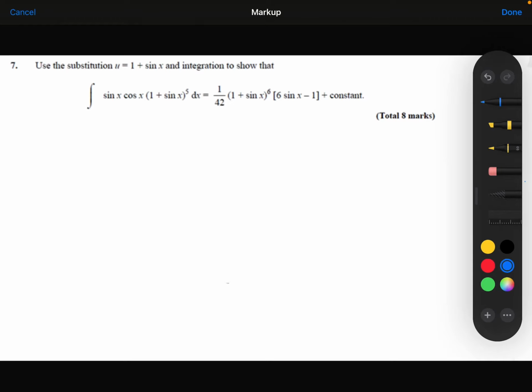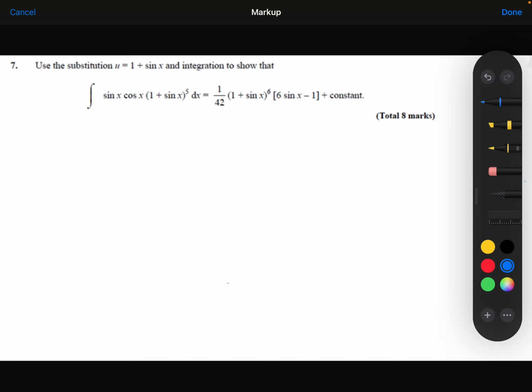Use the substitution u equals 1 plus sine x and integration to show that the integral of sine x cos x times (1 plus sine x) to the power 5 dx is equal to 1 over 42, (1 plus sine x) to the power 6 multiplied by (6 sine x minus 1), plus the constant.